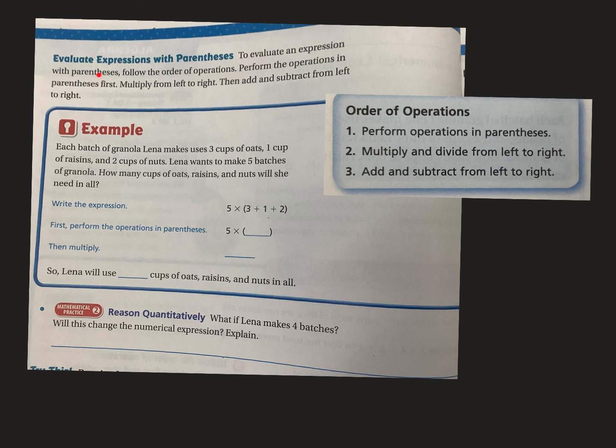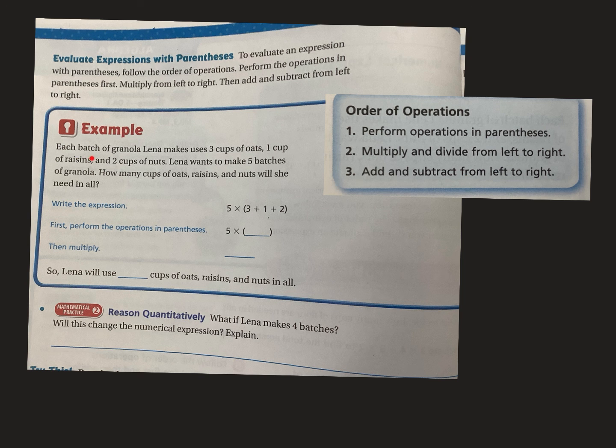All right, let's evaluate the expression with the parentheses. To evaluate an expression with parentheses, follow the order of operations. I brought the picture over here. This is on the previous page. Perform the operations in parentheses first, then multiply left to right, then add and subtract from left to right.